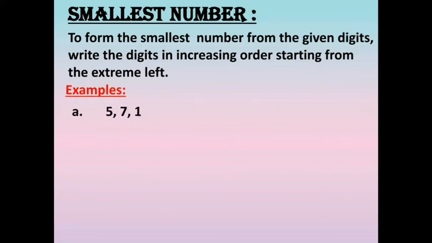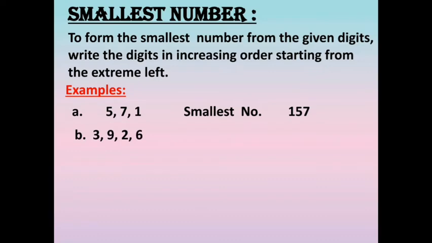First one, 5, 7 and 1. So smallest number means from the small digit to big digit. What is the small digit here? 1. After 1, 5. And after 5, 7. So 1 will come in hundreds place, 5 will come in tens place and 7 will come in ones place. So the smallest number is 157.